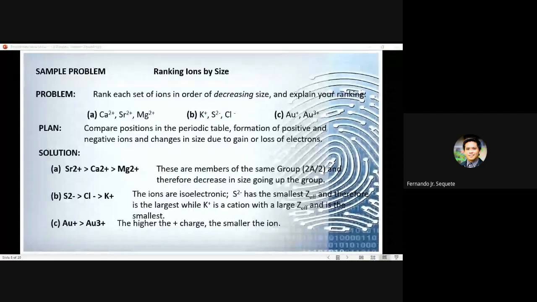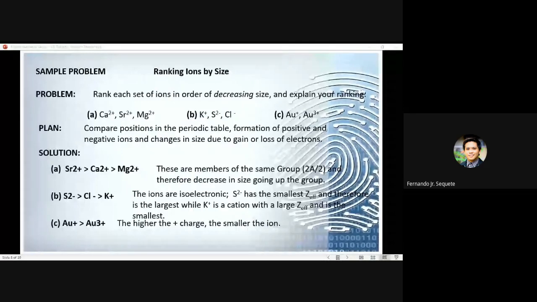Therefore, our arrangement, kaya yung arrangement ng letter C ay ang ganyan, no? We have Au plus, lagyan na lang natin ng comma, no? And then Au3 plus. That is the arrangement.